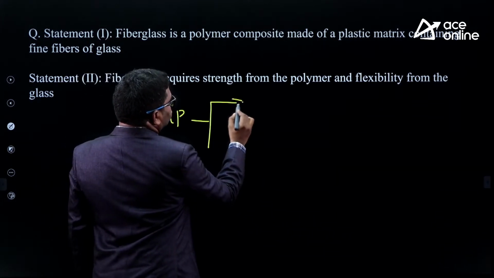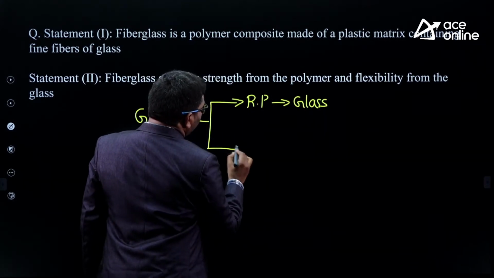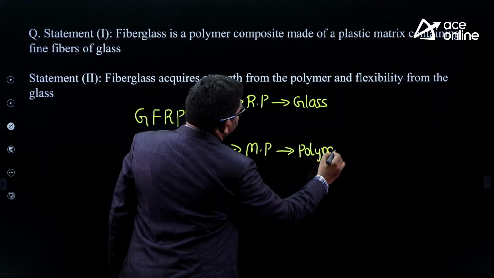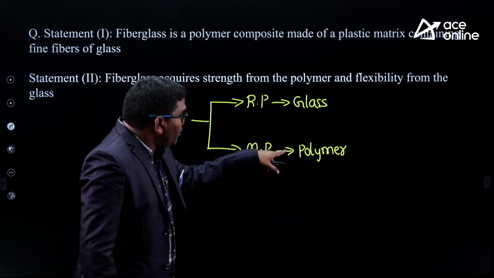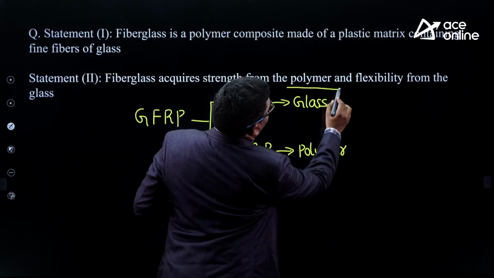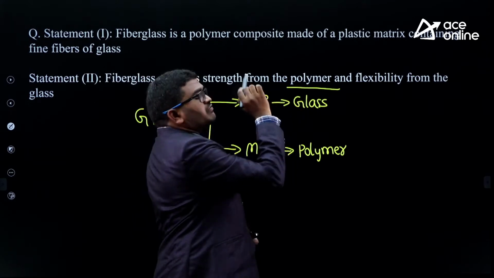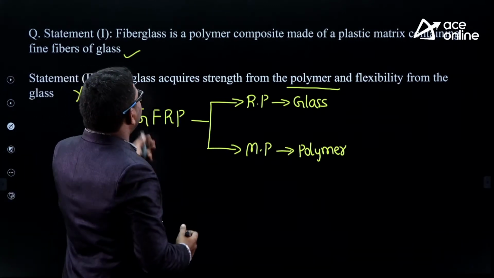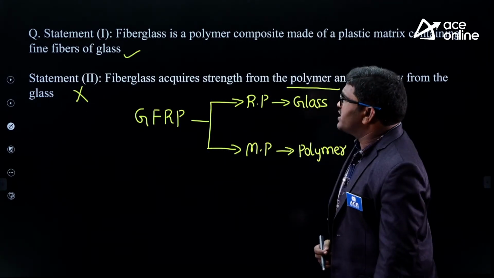In this glass fiber reinforced polymer, the reinforcing phase material is glass, a high strength material, and the matrix phase material is a polymer, which is a low strength material. So the polymer gets strength from the glass. The second statement says it acquires strength from the polymer and flexibility from the glass. Acquiring strength from the polymer is not correct; the strength comes from the glass. So statement 2 is not correct, but statement 1 is correct. It is a polymer composite made of a plastic matrix containing fine fiberglass. Right. Statement 1 is correct, statement 2 is incorrect.